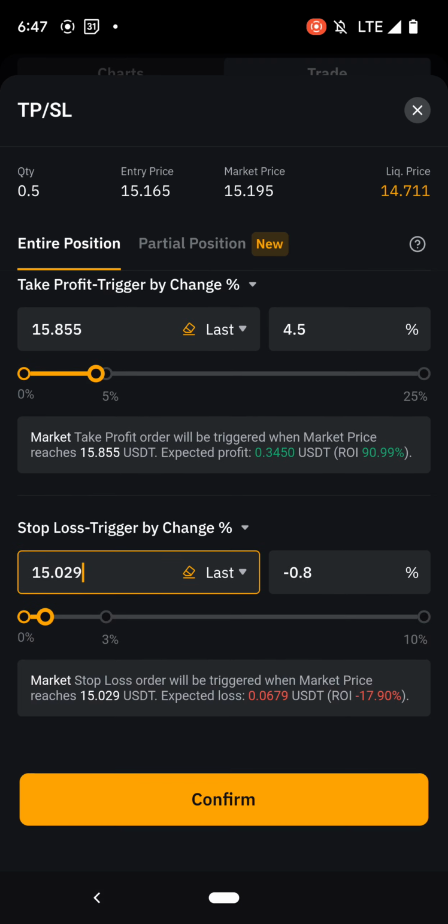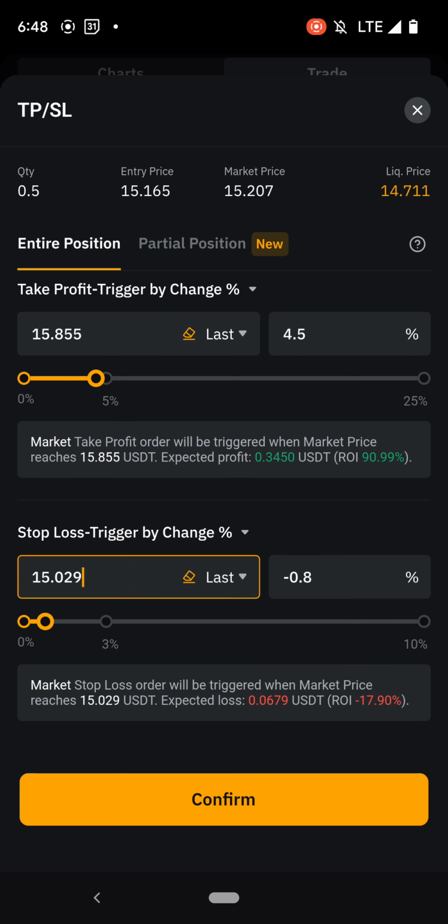15.029. And then they are going to show me my loss here. It means at minus 17%. It means you are risking just 17% of your margin in order for you to have 90% of it. Of course, it is a good risk management ratio. So now they are going to show you at that particular price you'll be making a 0.0679 loss. So what do I need to do? I'll just click on confirm.